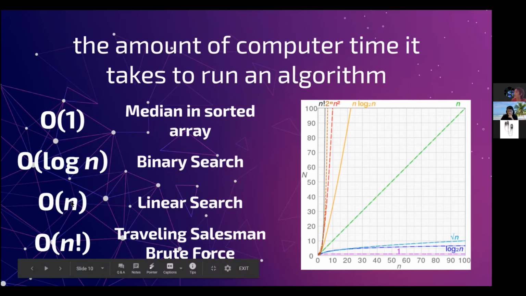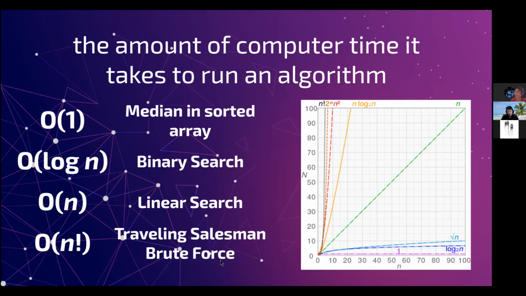But next up is O(n). This is linear time. So as you can see, it's just a straight line. As the number of values you have increases, the amount of time it takes also increases. So it's like a linear search. If you have 5 numbers and you search them one by one, if you have 10 numbers, it'll take about twice the amount of time to search through them because you have twice the numbers, and so forth.